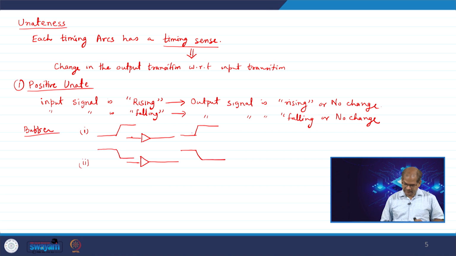Let us take a case of an AND gate, as the second example. It is interesting because it has multiple timing arcs. For example, I have an AND gate. It has two pins A and B. It is a 2-input AND gate, and Y is your output.